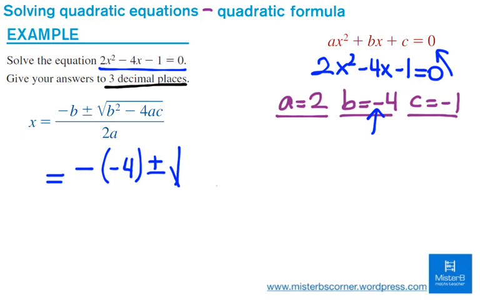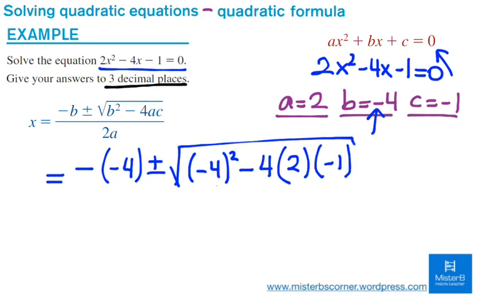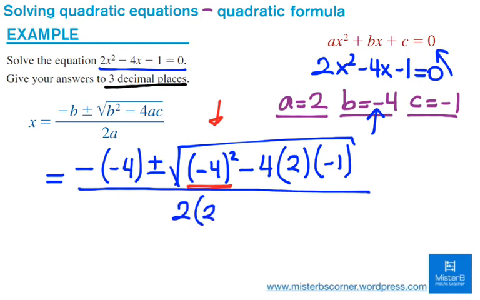Square root of b squared, so it's going to be minus 4 squared, minus 4 times, well, a is 2, and c is negative 1. So I substitute them, and this is all together in the square root. And here it is very important that you use brackets while writing b squared, otherwise you will get a negative square number, which is not the case. The square of any number is positive. You have to get a positive value here, otherwise your answer will be wrong. Divided by 2 times, well, a is 2, so I write it like that.